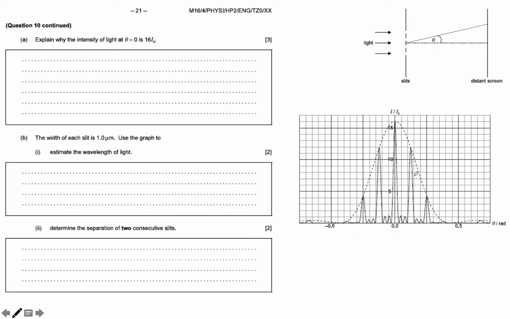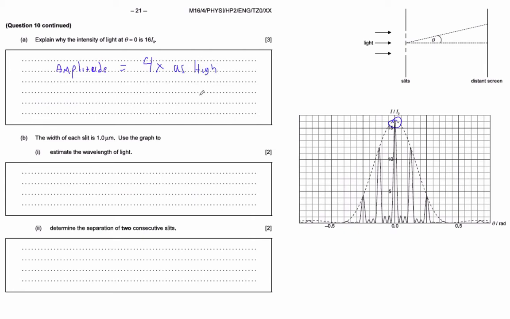Let's take a look at this. Explain why the intensity of light is 16 I naught. Well, there's no reason you would get this. What you have to understand is that the amplitude in the center, right there, the amplitude is going to be, because there's 4 slits, 4 times as high.